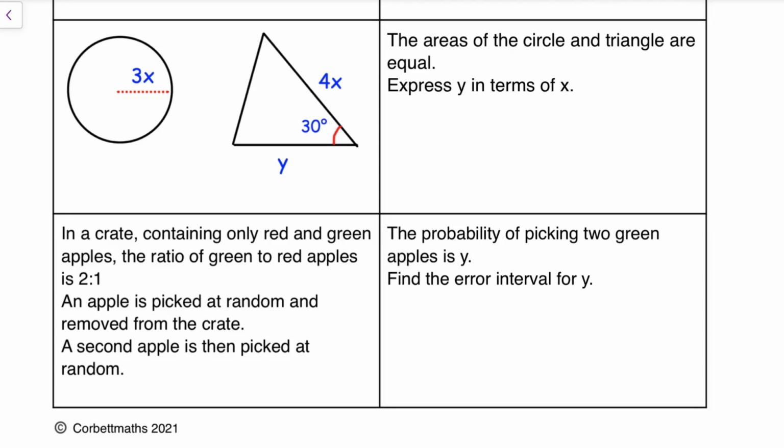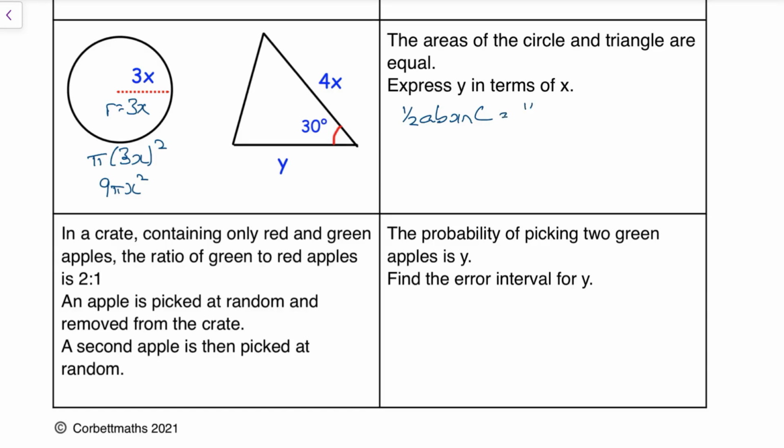The areas of the circle and the triangle are equal. Express y in terms of x. Okay, right. Circles are all about radius. So here my radius is 3x, which means my area is equal to pi times 3x squared, otherwise known as 9 pi x squared. So for the area of the triangle, I'm going to use a half ab sine C.